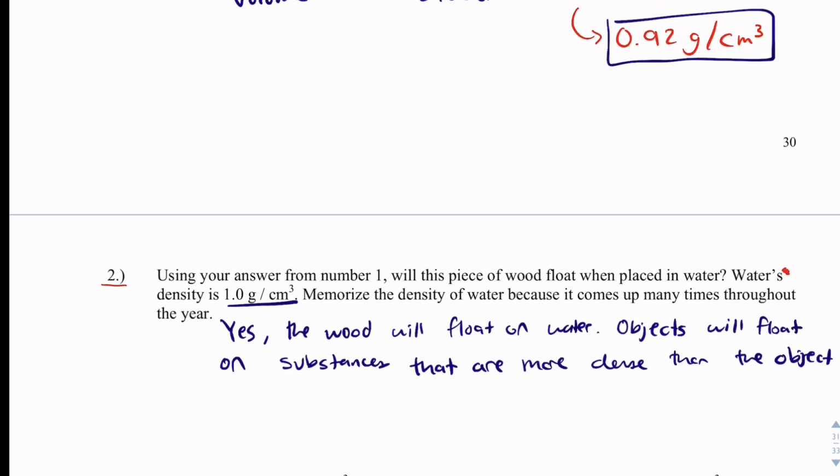Now, be careful when you use this. Just make sure that your units are the same. If you're going to have a legitimate comparison, the units should be the same.